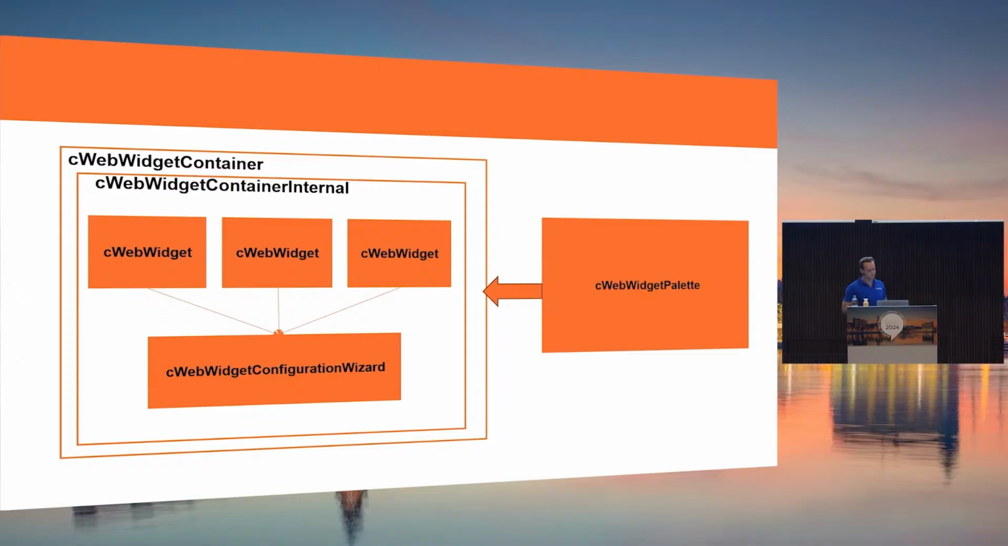Okay, so the little schematic that I showed earlier actually isn't as flat as 5 things side by side. It actually looks more like this, right? You have the C web widget container, and inside there is that internal container. Inside that internal container is where your widgets live, and each of these widgets don't need to have a configuration wizard. And then we have the web widget palette on the side, which attaches to your container, which just makes your life a little bit easier when trying to add widgets to a dashboard.